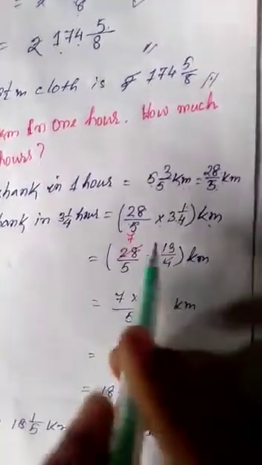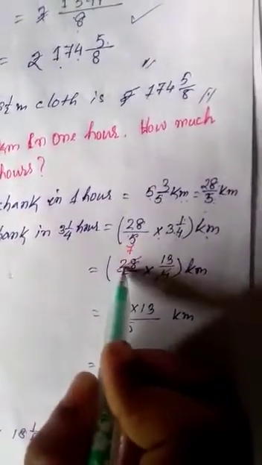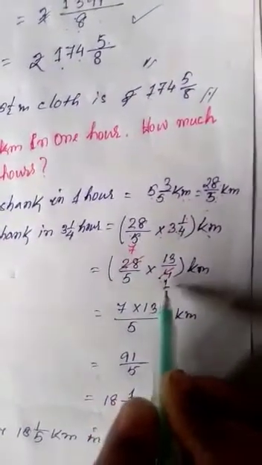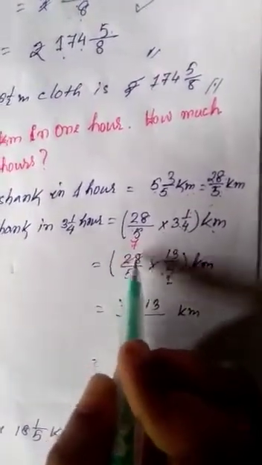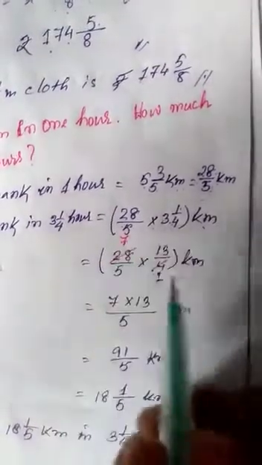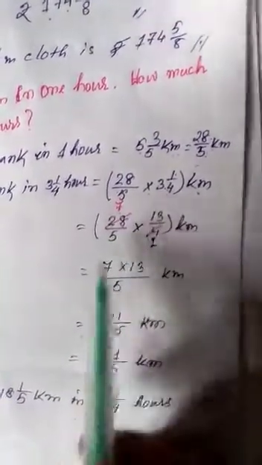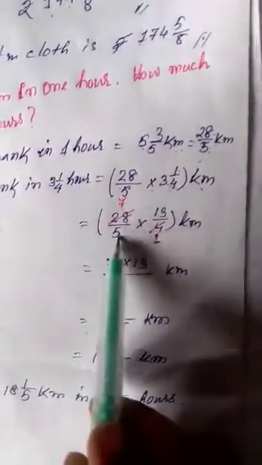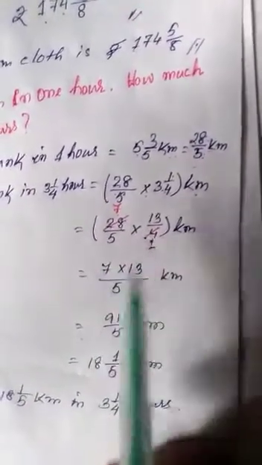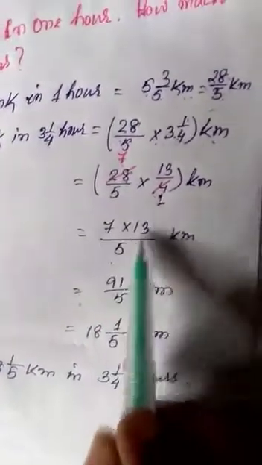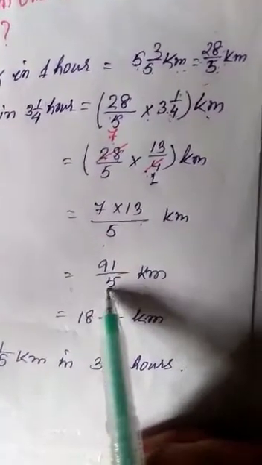All right, now you can see here there is 28 and 4. 4 ones are 4, so we can divide, and 4 sevens are 28, so we can divide by 7 and it will be 7. Now the numerator is 7 into 13, and the denominator is 5 into 1, which is 5 only. 7 into 13 is 91, so it is 91 by 5 kilometers.